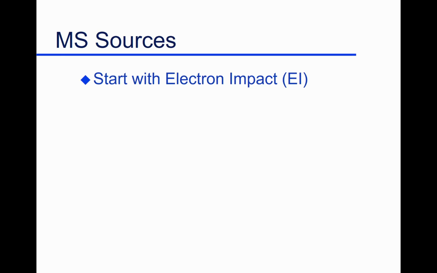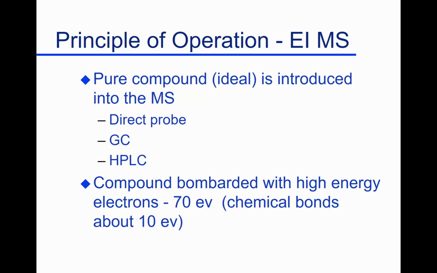Electron impact, so this is our ion source. Our most common ion source is electron impact, and that is basically what I said. We get our compounds into our source in different ways. I mentioned a direct probe, gas chromatograph, HPLC. We're going to hit it with 70 electron volts. That's a tremendous amount of energy. Most chemical bonds are somewhere around 10 electron volts. So I'm putting much more in there than that molecule could possibly stand.